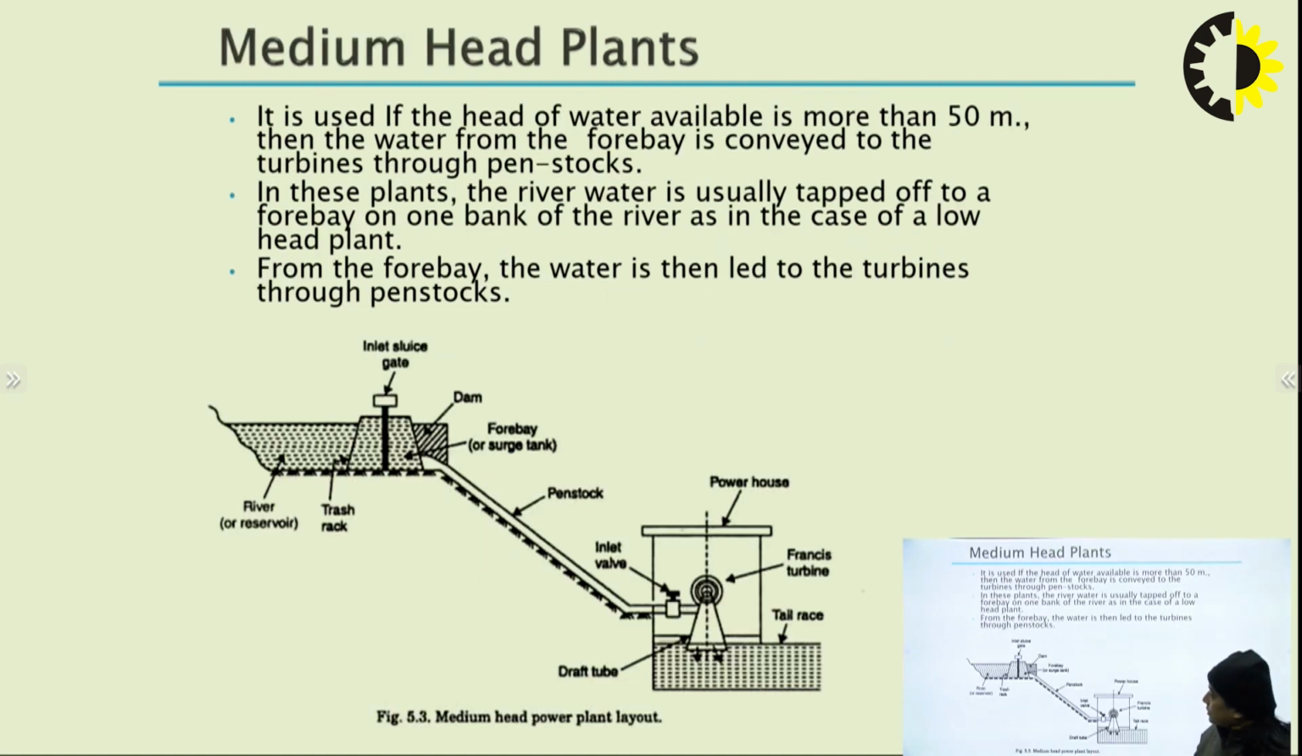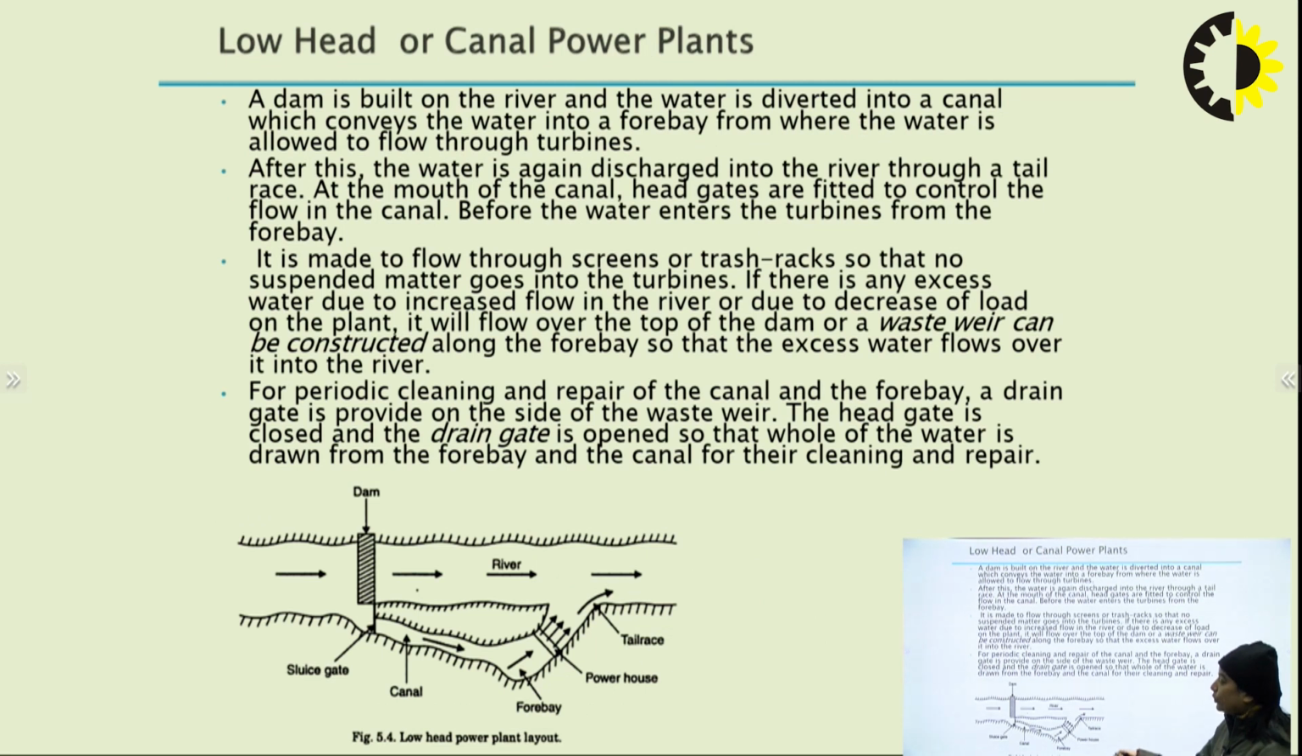So see, this is the medium head plant. Here the inlet sluice gate is there. Here the dam is there and the sluice gates are here. Here this is the draft tube and the penstock is there. So this is the medium head plant and this is the low head plant. This is the structure for the low head plant.